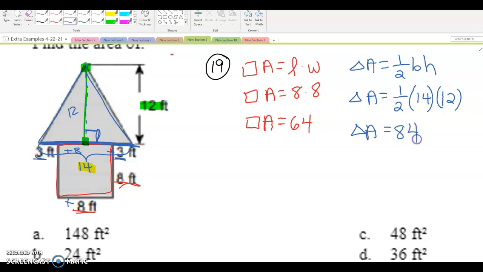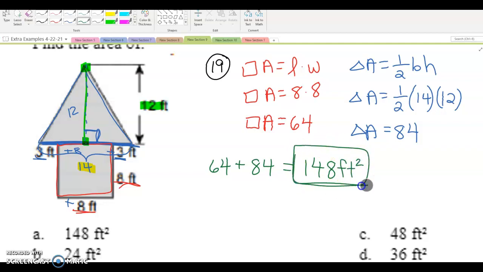All right. Now we just have to add those two numbers together. So we got 64 for our rectangle plus our 84 for our triangle, and that's going to be what? 148. Sorry, feet squared. There you go. Perfect. You know how I knew that would be the answer? What is it down here? A. What was the last four we've done? A.